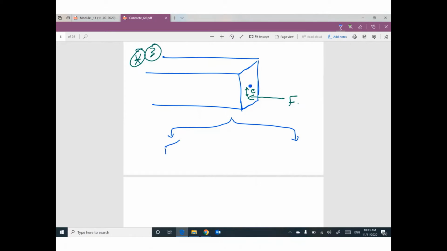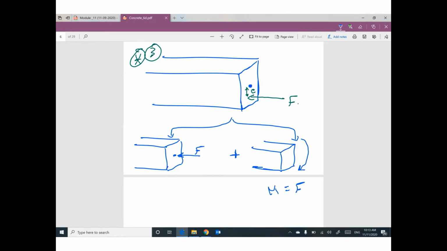We have a beam. I can assume or I can move this force to be at the centroid, F. But what about the eccentricity that was existing? So this case must be added by a moment, and this moment equal this force times the eccentricity.